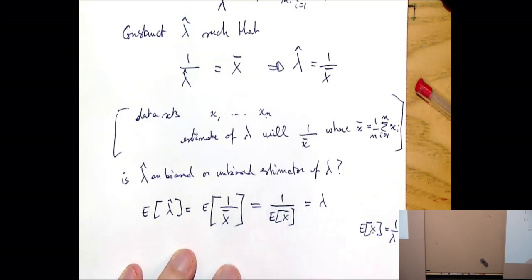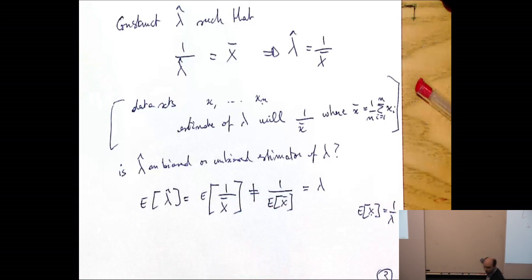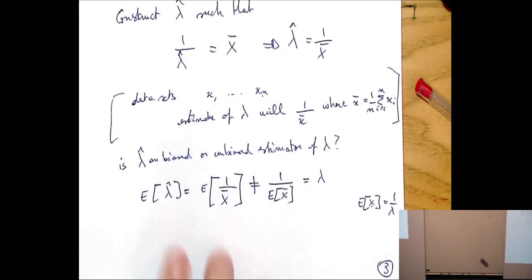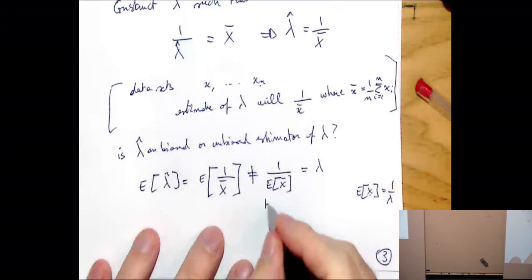Those two, are they equal? You should know this by now. We have done this. They are not equal, right? Expectation of 1 over x is not the same as 1 over the expectation of x. So what you see here is that the expectation of lambda hat is actually different from lambda. So this is a biased estimator.